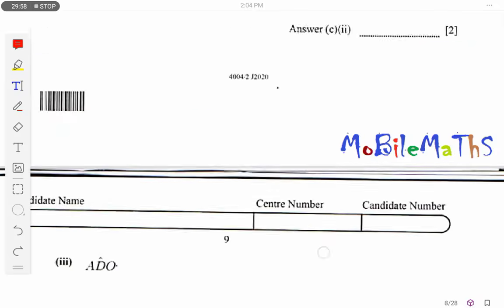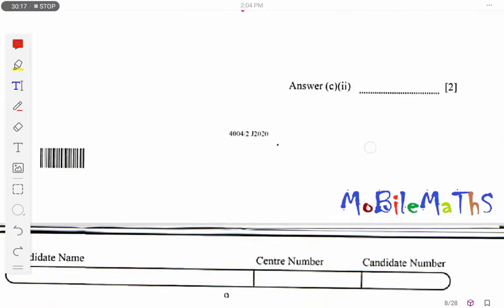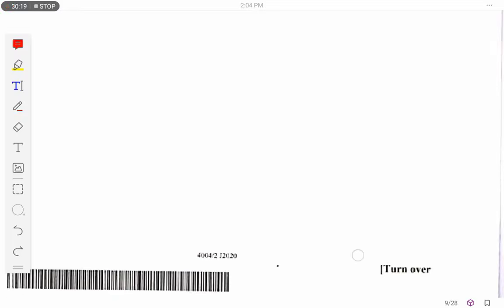Then the last one, ADO. Let's see our ADO. That will be here, AD and then O. That's 30 degrees. We use the idea of the triangle there, and we say angles in a triangle add up to 180. Okay, that was the last one.